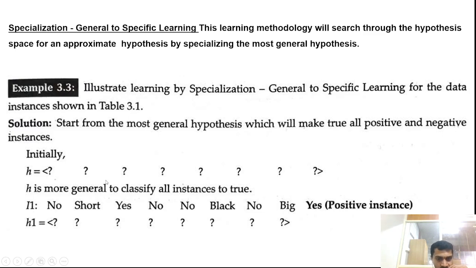So question mark means it is generalized, it will take any value, whether it is no or yes, short or big, black, blue, white, whatever it may be. So it will take any value over this, right? I have defined the question mark, so I won't replace it. I will keep it as question mark as it is, for positive instances.